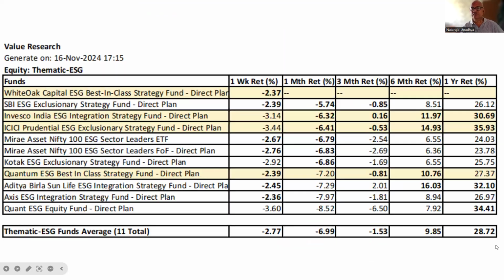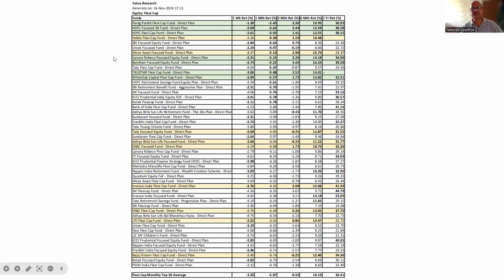Next is ESG funds. Average annual return is low, 28.72. Negative return for 1 week, 1 month, and 3 months. Nothing in green here. The highest return among the ones in orange or yellow or amber is ICICI Prudential ESG Exclusionary Strategy Fund with 35.93% for the year.